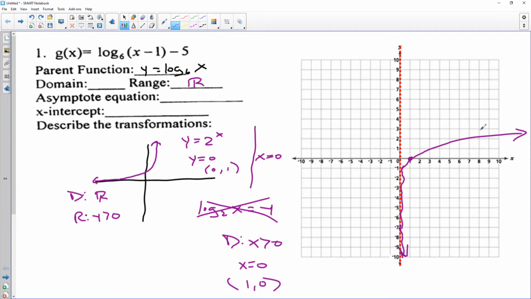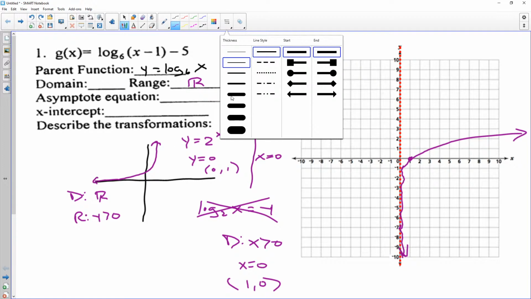So this is what all of our log functions are going to look like. Almost the same as an exponential, but it's flipped over, and it's heading to the right and down instead of heading to the left and up. So that's the general look of a log function. Now we have to apply this to this particular problem. I'm going to erase all this, and we're going to talk about this problem.